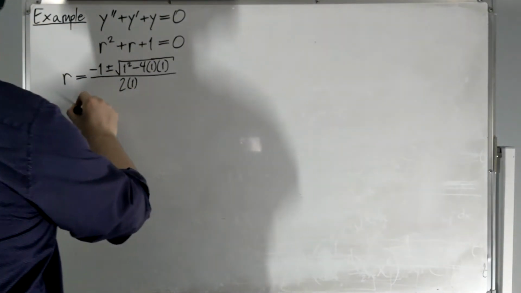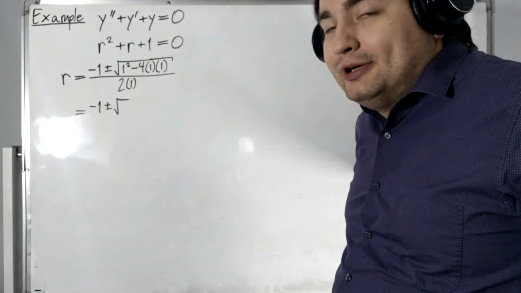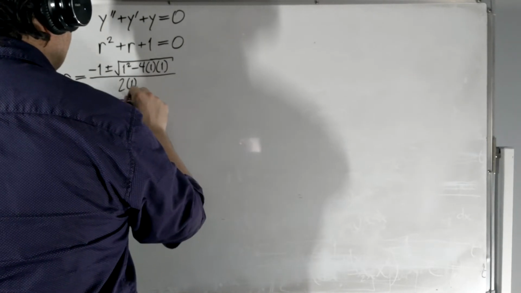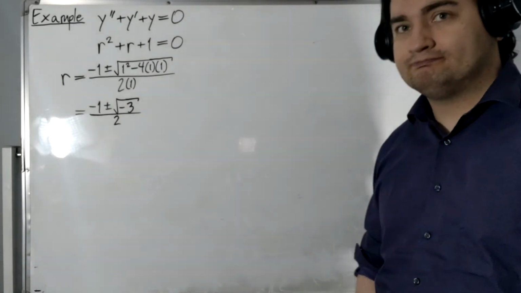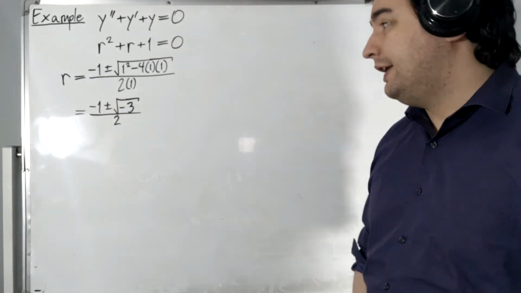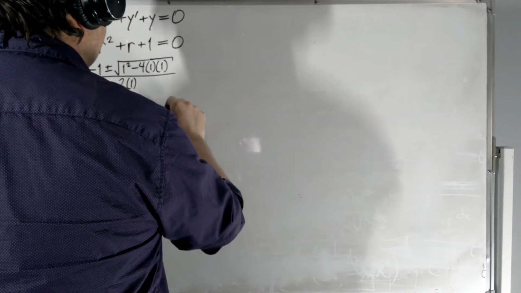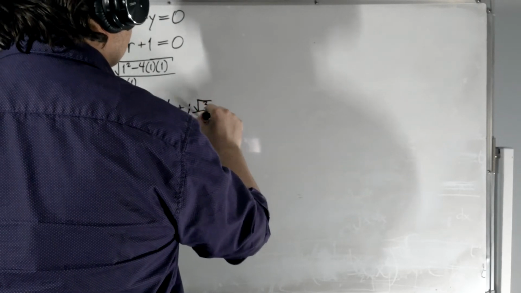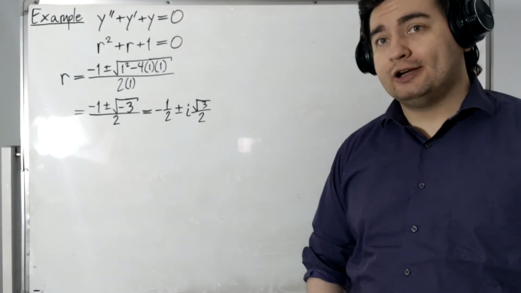So let's see here. This turns into negative 1 plus or minus the square root of 1 squared minus 4 times 1 times 1, which is simply negative 3, and then divide that by 2. So that is negative 1/2 plus or minus i times root 3 over 2. And those are the roots of our characteristic equation.